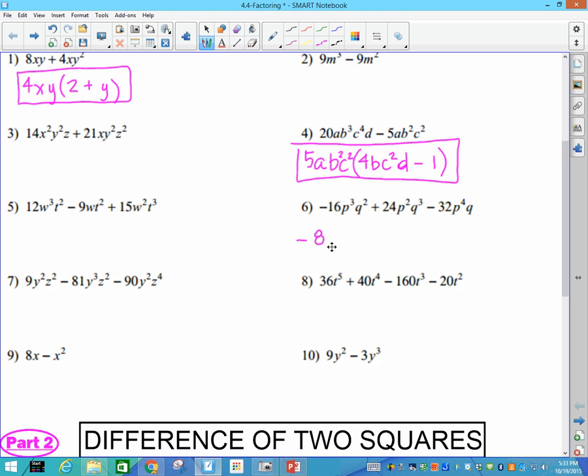Then I look at my variables. They all have a p in them. That's p to the third, p squared, p to the fourth. So I'm going to take the smallest of those. Then I have q squared, q to the third, and q. Again, the smallest exponent is q to the first. And so then I'm going to work backwards. Negative 8 times what is negative 16? That's 2. P, I have 2 p's here, but I need 3, so I need another p.